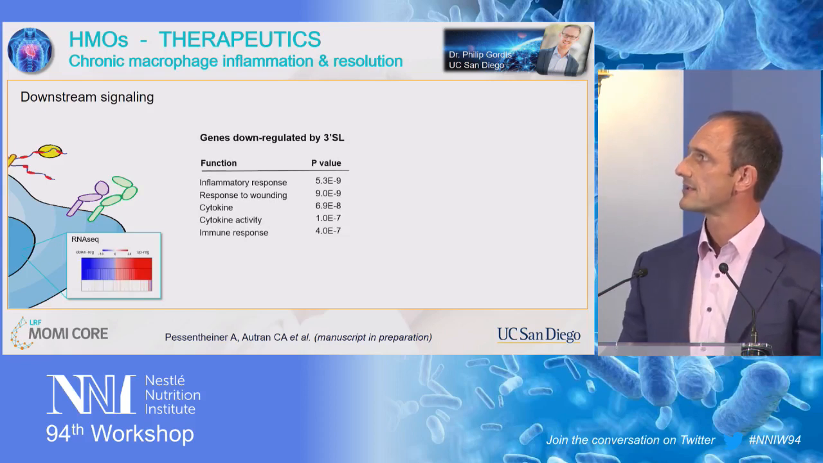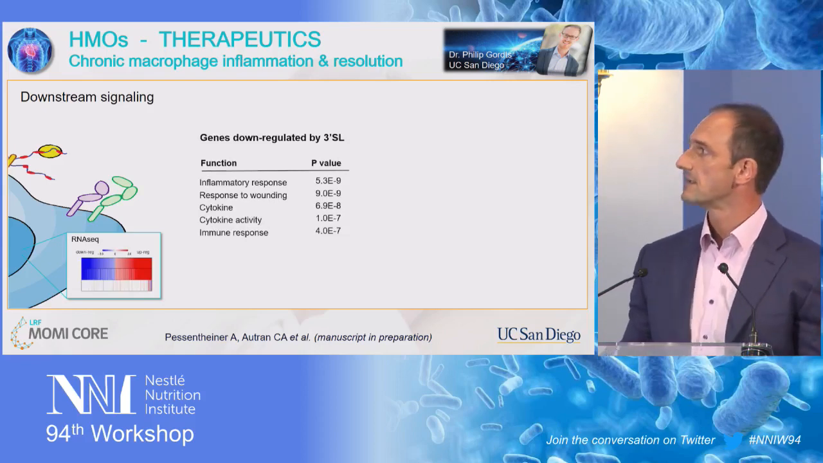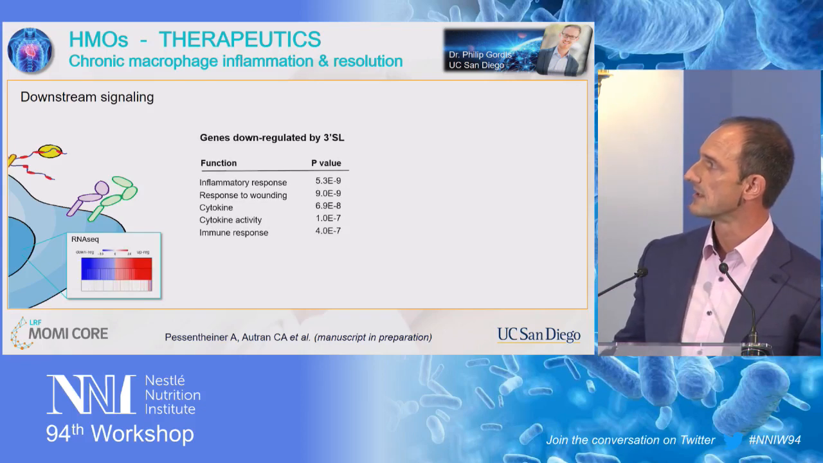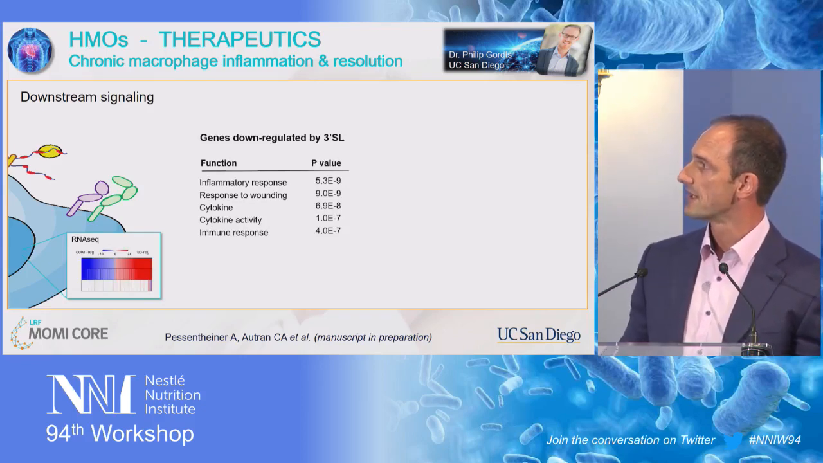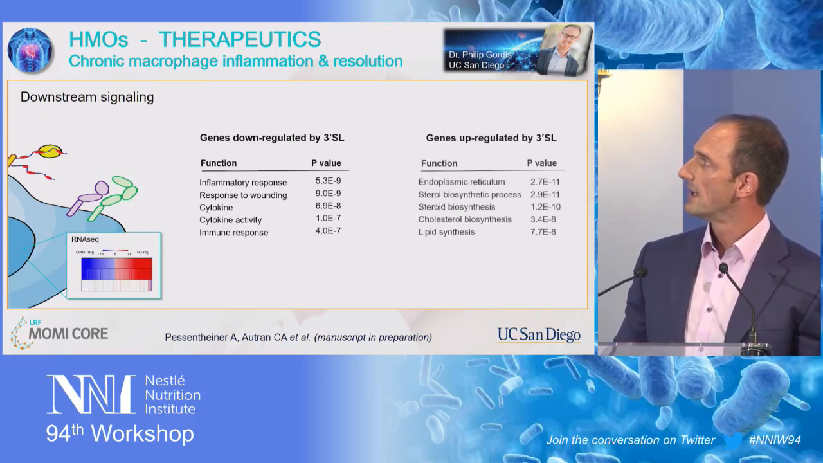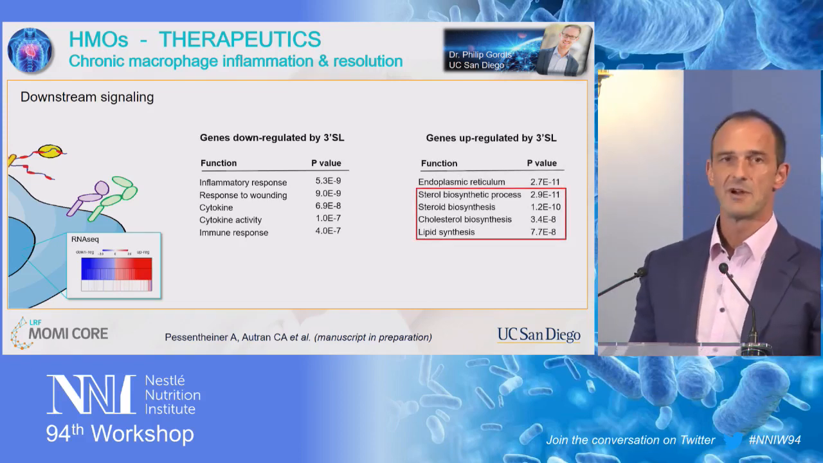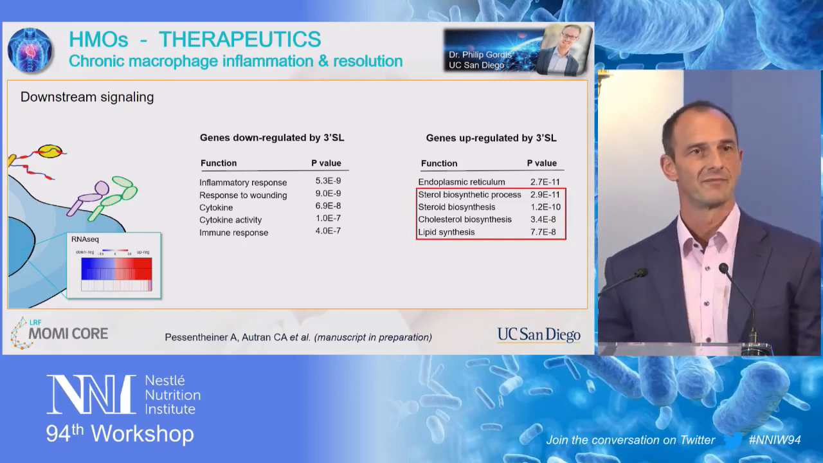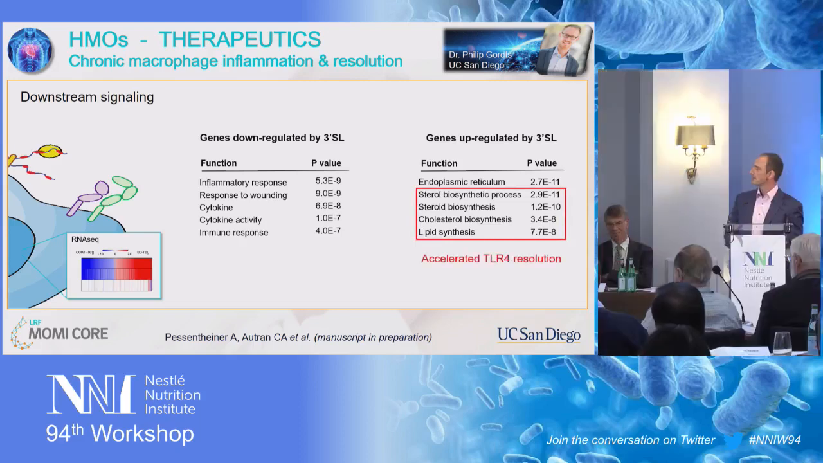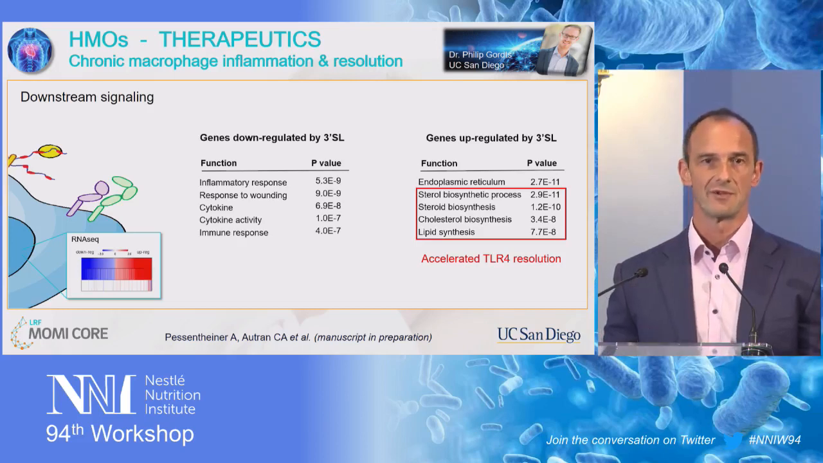and we looked at which genes are actually downregulated with 3SL. And not a surprise, it's the genes that are associated with inflammatory response, cytokines, cytokine activation. Which genes are upregulated, and we found, oh, that's interesting. There is a bunch of lipid metabolism involved here. And we found that there are all these genes that are associated with what we call an accelerated TLR4 resolution. So when you switch on a macrophage, you need to switch it off. That's the resolution phase. The faster you can switch a macrophage off, the less inflammation you have.